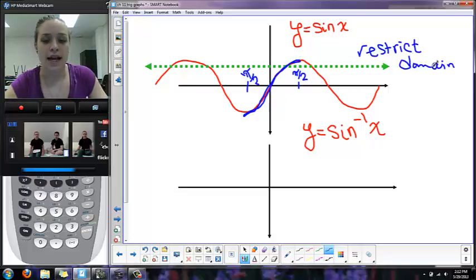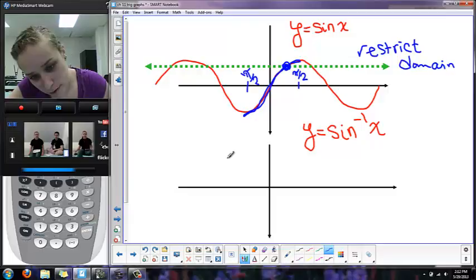Okay? And if I only look at that little section, does it pass the horizontal line test? Yes, because it only passes through that horizontal line at one point right here. Awesome. And because it passes the horizontal line test, that means that when I flip it over the line y is equal to x, the inverse is going to exist. And here's what the inverse of sine of x actually looks like.